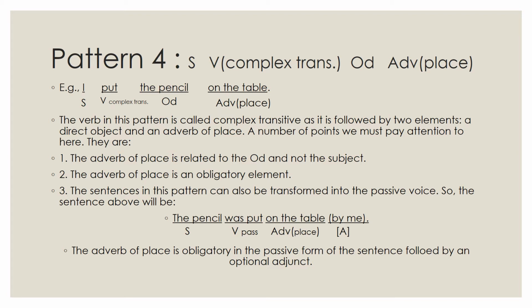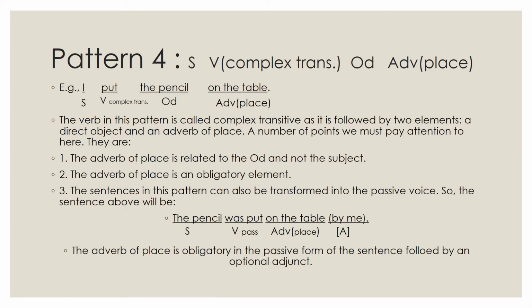As long as we have a direct object, we can change the sentences of this pattern into passive. How many sentences can I have in the passive? I can have only one sentence because I have only one object. So this sentence, "I put the pencil on the table," in the passive becomes "The pencil was put on the table."